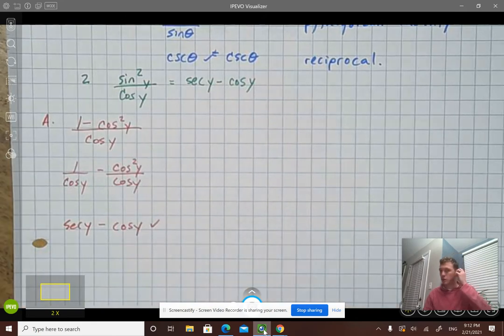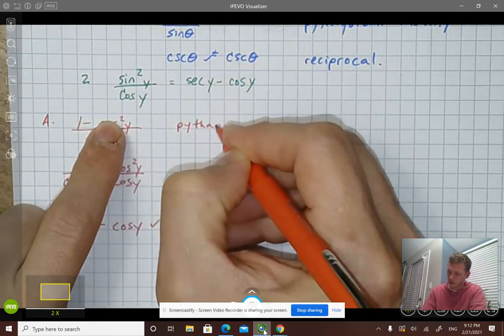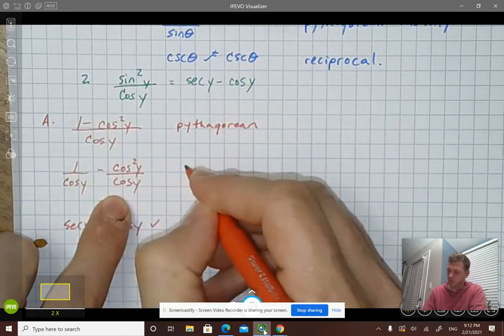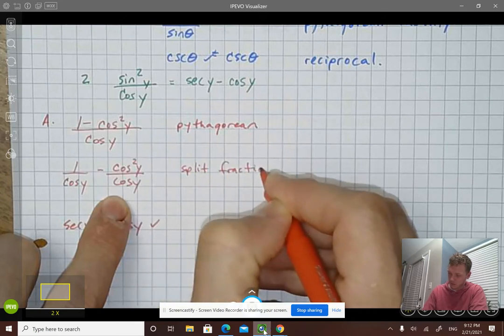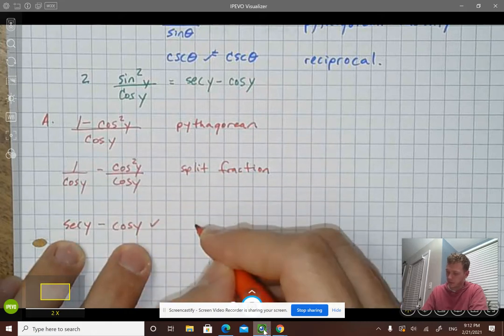Okay. So what did we use? All right, first we used the Pythagorean identity. Right. Then we split our fraction. And then we used our reciprocal and we simplified.